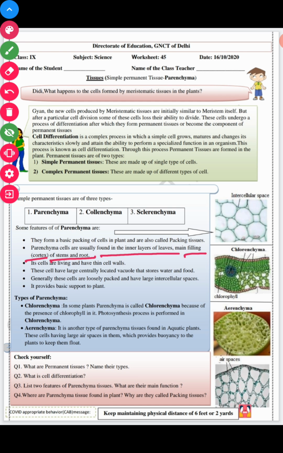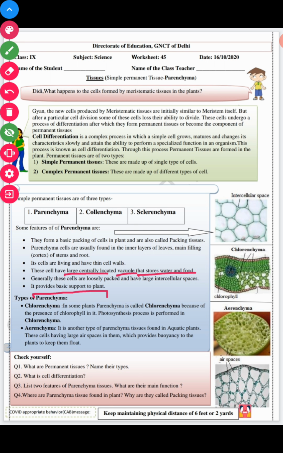Parenchyma cells are living and have a thin cell wall. These cells have a large centrally located vacuole that stores water and food. Again, the vacuole is very large and it stores food and water. Generally, these cells are loosely packed and have large intercellular spaces, and they provide basic support to the plant.